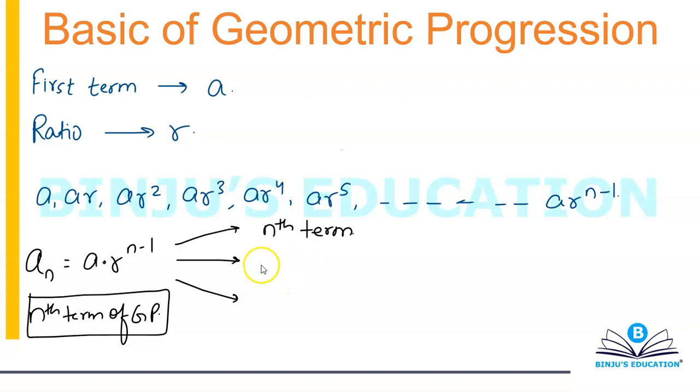You can also calculate the last term of the GP. If you have the first term, the common ratio and the total number of terms, then you can also calculate the last term.